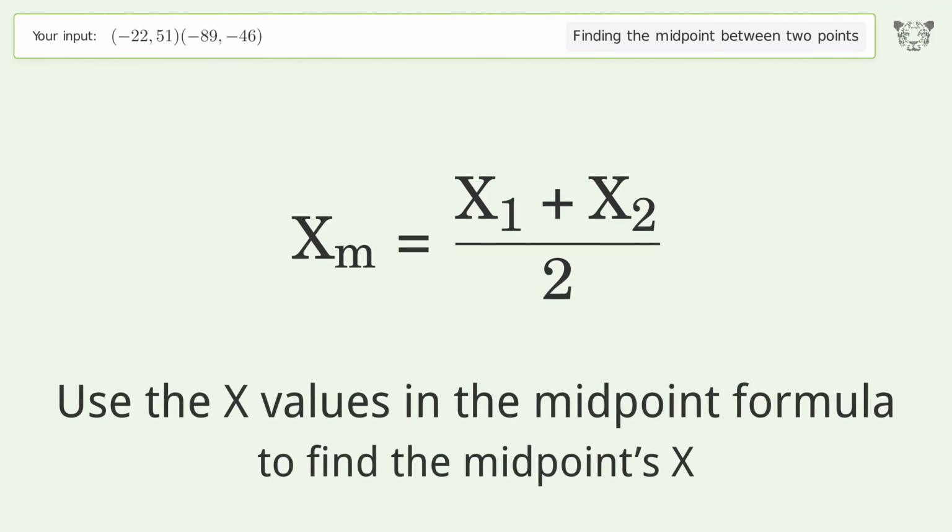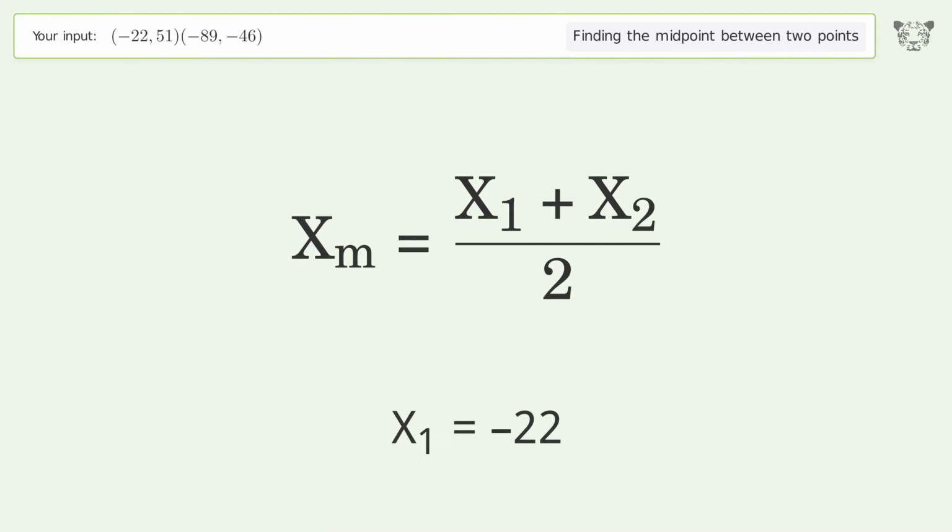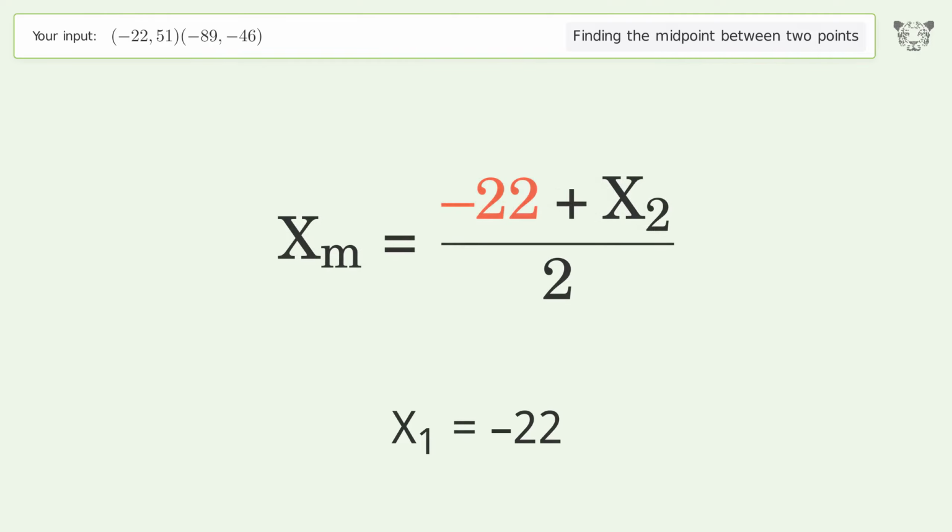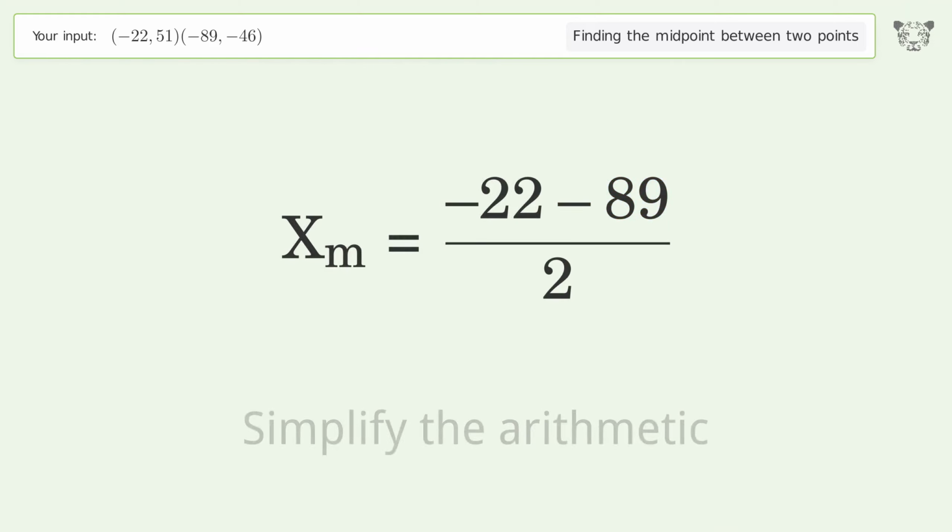Use the x values in the midpoint formula to find the midpoint's x. x1 equals negative 22. x2 equals negative 89. Simplify the arithmetic.